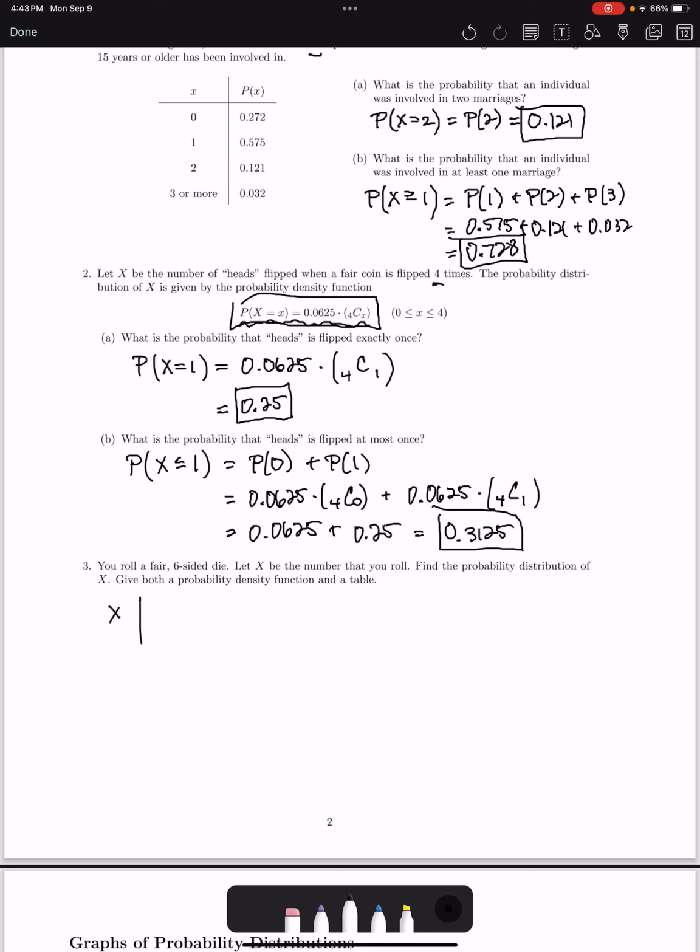Okay, so our table would look like this. X is the number that we roll. Let me try to write that a little more neatly. X is the number that we roll on the die. Well, it's a six-sided die, so there are 6 possibilities. We could roll a 1, a 2, a 3, 4, 5, or 6.